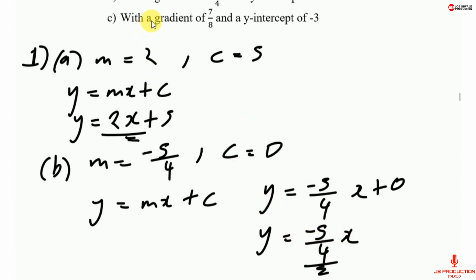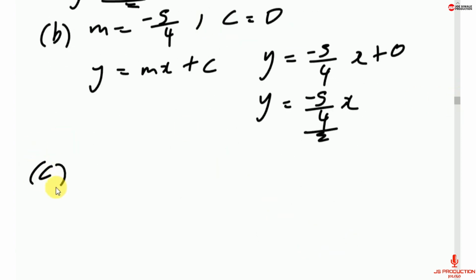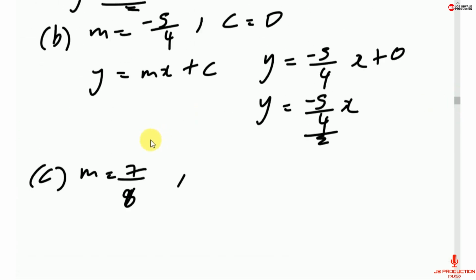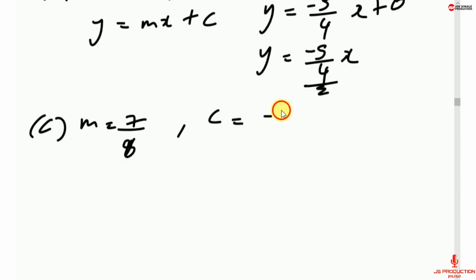What about c? C reads, with a gradient of 7 over 8 and a y-intercept of negative 3. So c with a gradient of 7 over 8 and a y-intercept of negative 3.